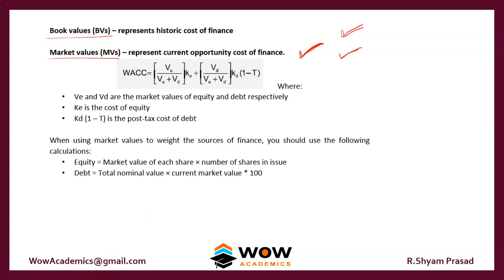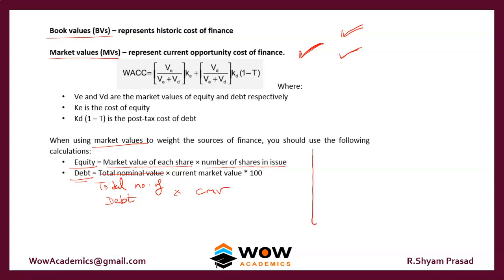In case they are asking you to calculate the market value weight of WACC, then the equity will be the market value of each share into the total number of shares in issue. If they ask you for debt, it would be the total number of debentures into the current market value. So that is how you have to work it out. You will get the debt value, but we'll see it in the question also.